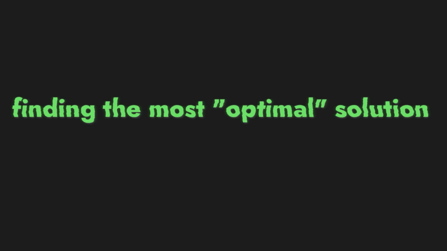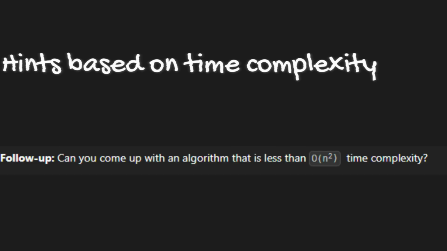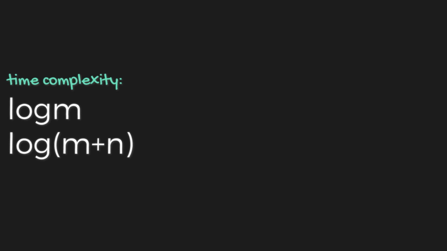Moving on, we need to find the most optimal solution. You may get a hint on what you're supposed to use if there's a time complexity given in the question. For example, if a question says it has a complexity of log m or log (m + n), the most commonly used algorithm that accomplishes it is binary search. Whether there's a hint or not depends on your luck.